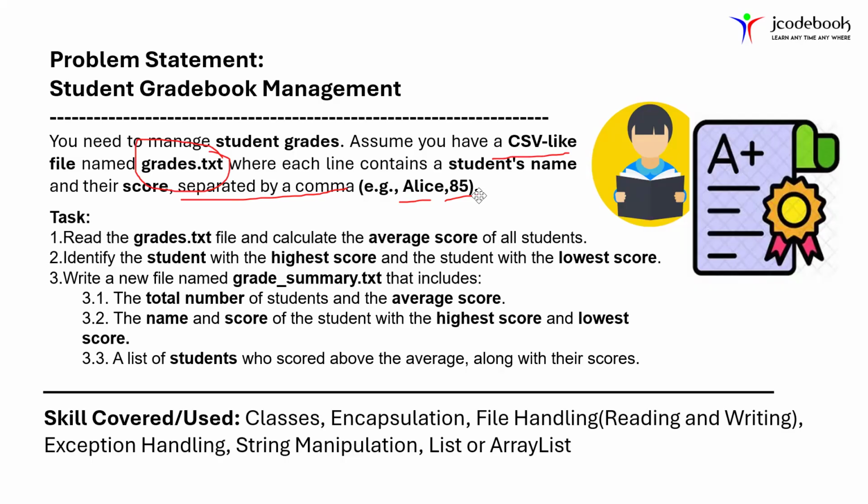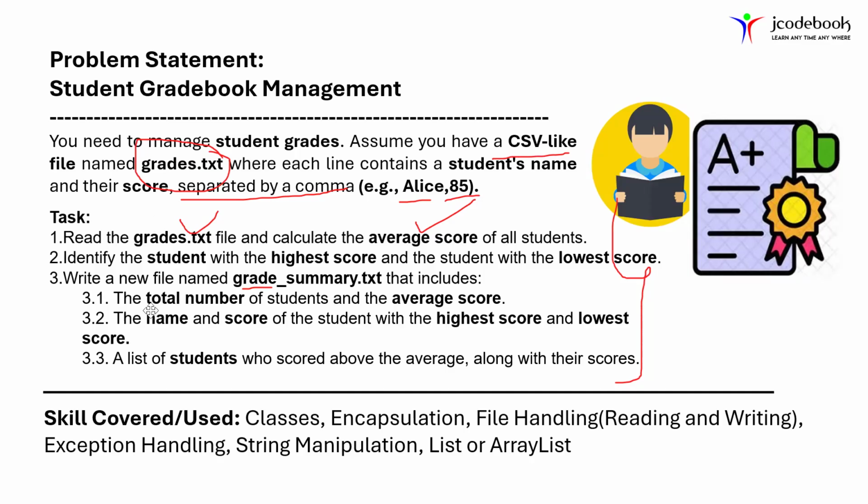In order to manage this grade book of students, you need to perform the following tasks. Task 1: you will read the file and calculate the average score of the students. Task 2: you will identify the students with the highest and the lowest score. Task number 3: you will create a new file, grade_summary.txt, that includes the summary of the grade.txt file.